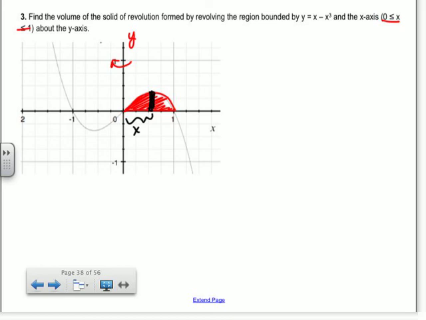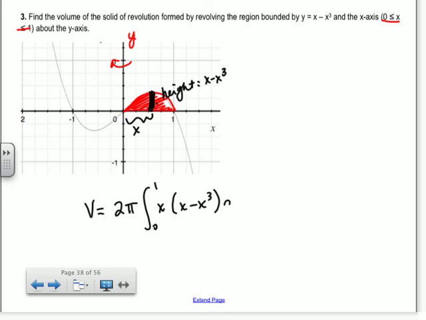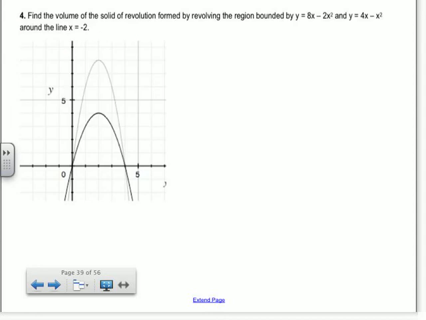I don't usually think about the disk method, and that's the opposite. All right, my height of my rectangle is the top curve minus the bottom curve. Our bottom curve is just 0, so it's just x minus x cubed. So my volume is going to be 2 pi, 0 to 1, radius times height, dx. And I think you guys got 14 over 5 pi, is that right? Yep, so that's your answer.